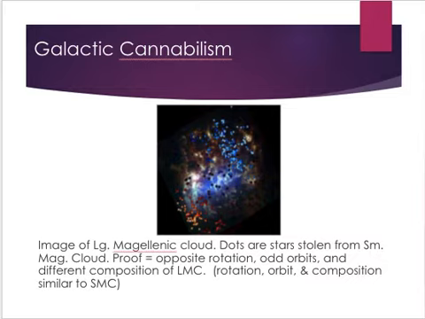And so the proof that we have is they have different kinds of rotation than what's already there in the Large Magellanic Cloud. It's opposite. They have weird orbits that aren't quite the same pattern as everybody else, and they have a different composition, and those all match the Small Magellanic Cloud. Kind of a fun aspect of study.